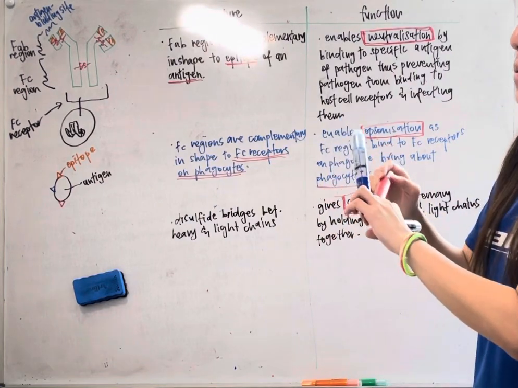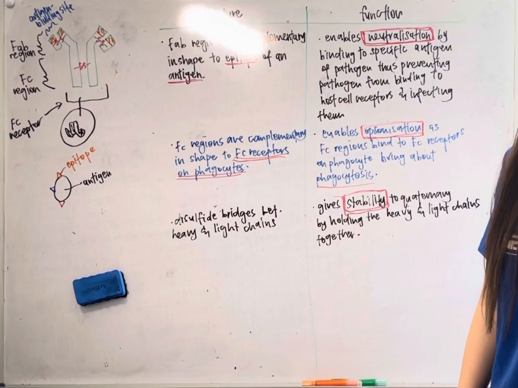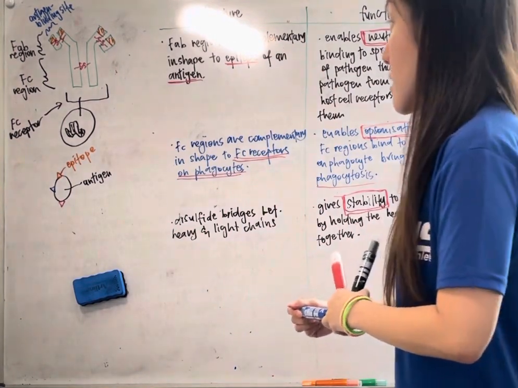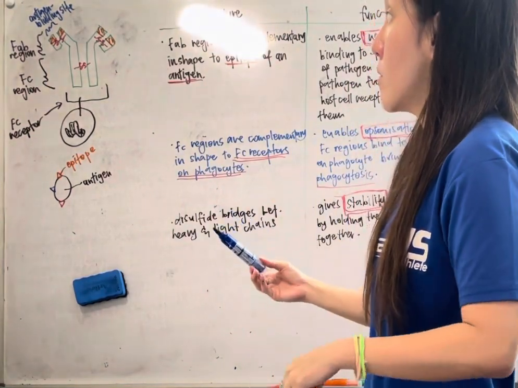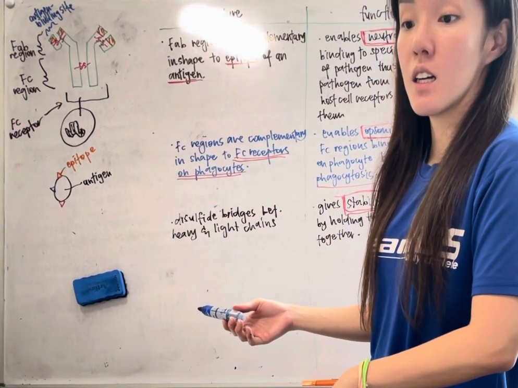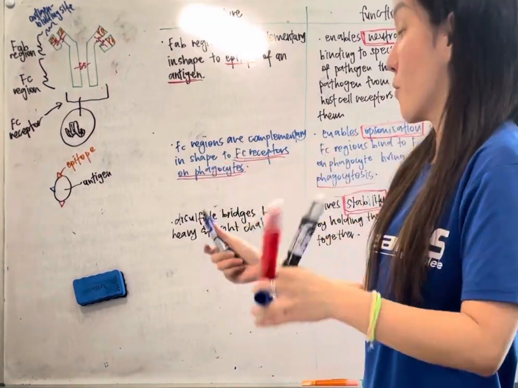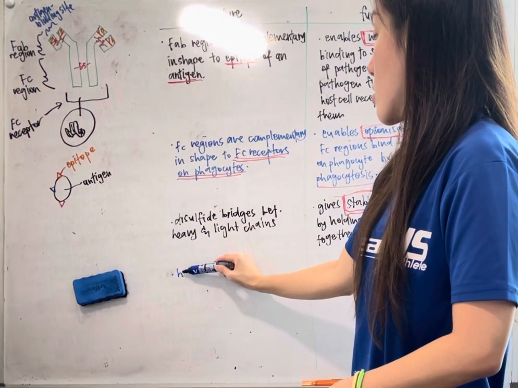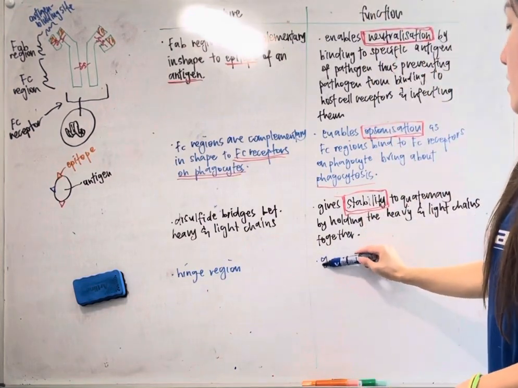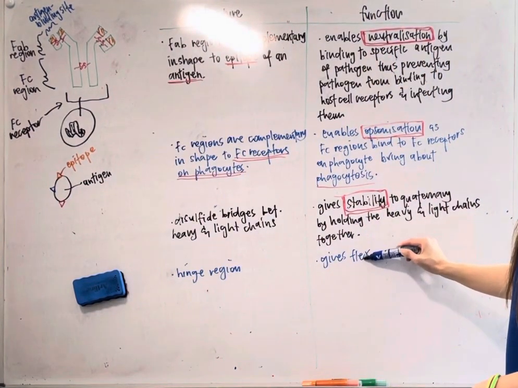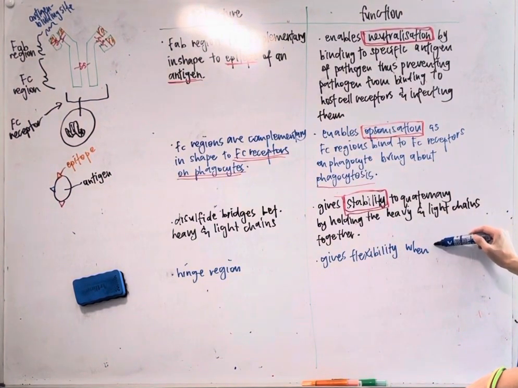Okay, next one, can you tell me what structural features I have for my antibodies? The hinge region. What is the hinge region for? It is for the binding of one antibody to two antigens. So what is the purpose? It gives flexibility. Yes. So we have the presence of a hinge region. The hinge region actually gives flexibility when binding to antigens.